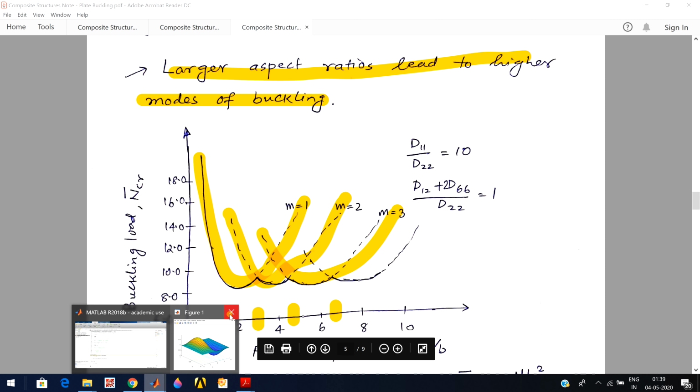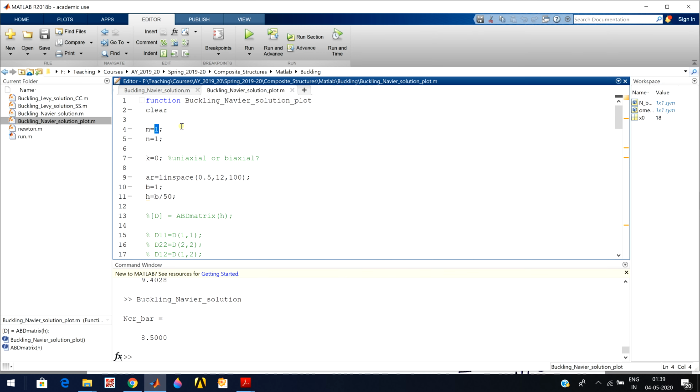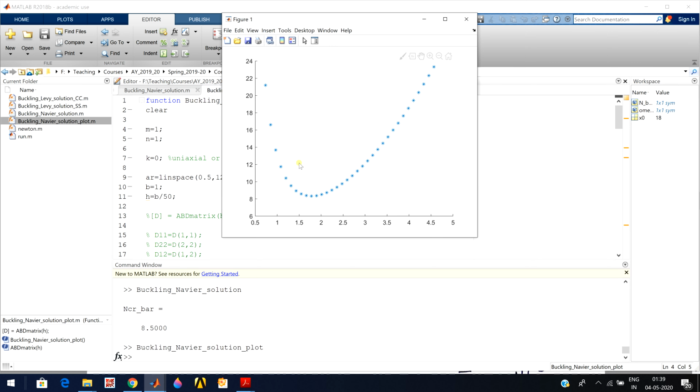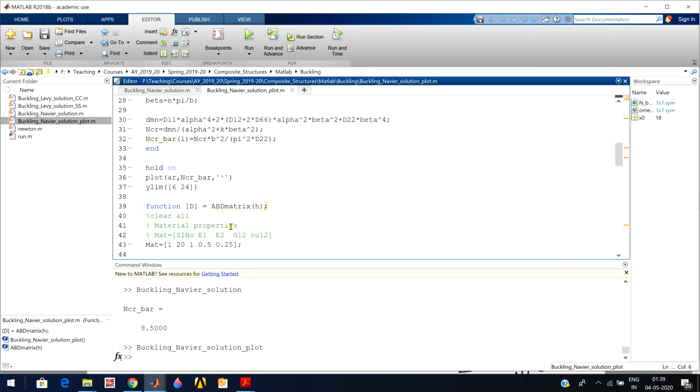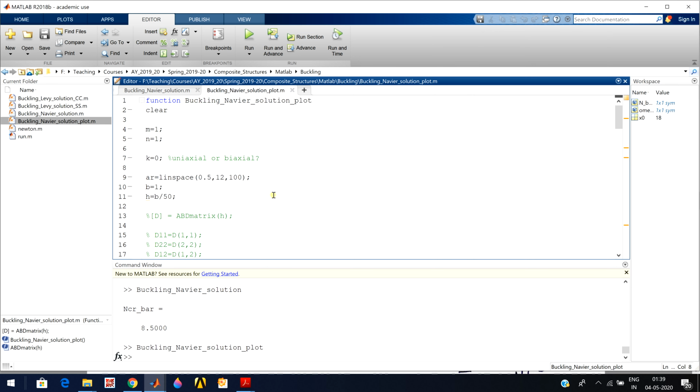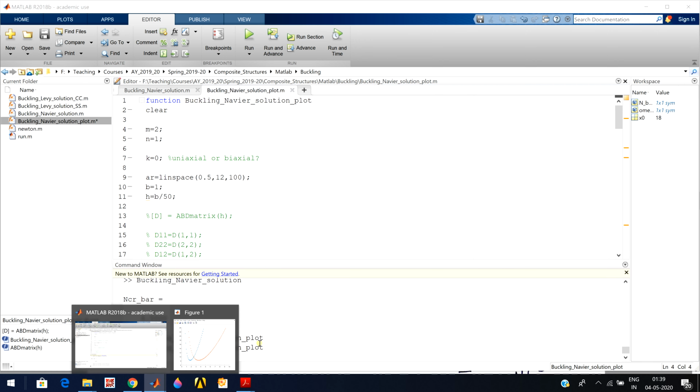Alright, so let us take this first curve. Okay, so this is the curve. Now I'll use hold on, so you can see. This hold on command will keep this figure and add the new curve to it. Okay, so we're not changing anything, we're just changing m is equal to 2, and then again run and see what we have got.